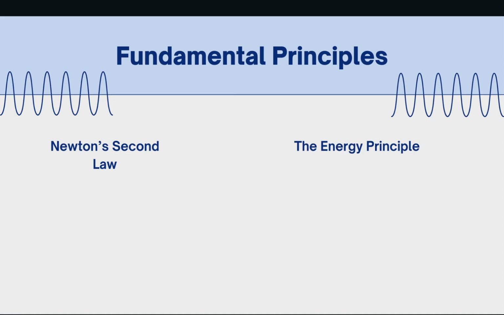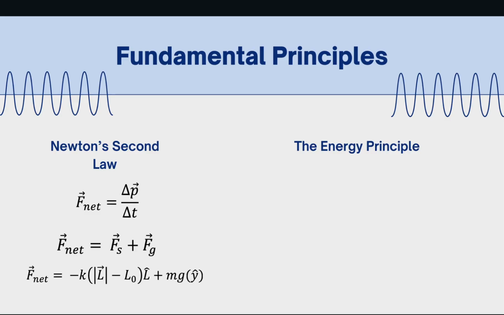So the fundamental principles of this lab, the first is Newton's second law, which says that the change in momentum over the change in time is the net force. So we can rewrite this as the net force is equal to the force of the spring plus the force of gravity, because those are the individual forces acting in this experiment. And we can rewrite this further as negative k (L minus L initial) times L hat plus mg y hat, and these are the spring force and the gravity force in their respective directions.